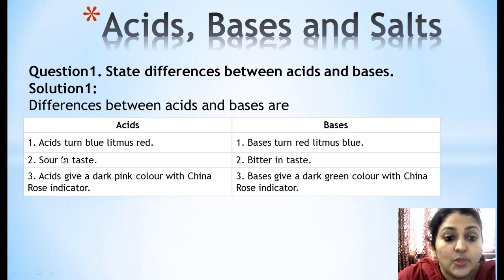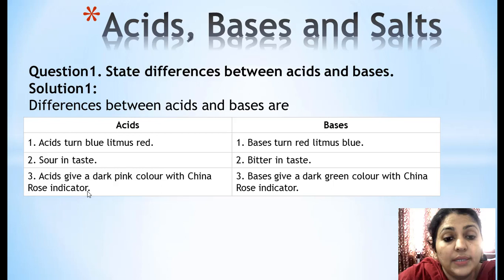We know that acids are sour in taste, isn't it? And what about bases? They are bitter in taste, right? Okay. Then what else? We know about litmus. In acid, what is the color of the litmus? If you dip red or blue litmus in acid, they will turn into red, isn't it? For red litmus, no color change, and for blue litmus, blue will turn into red color. And in bases, blue, right? So if you dip a red litmus paper in a base, the color will change into blue color.